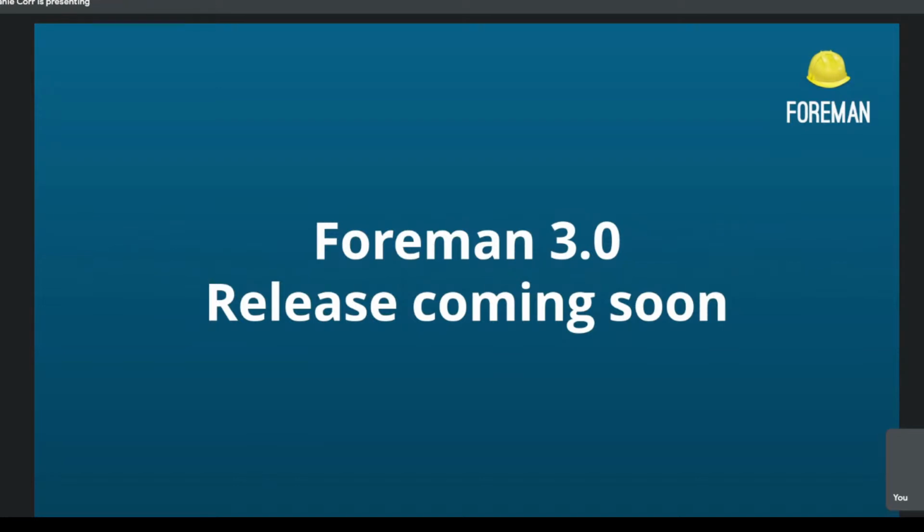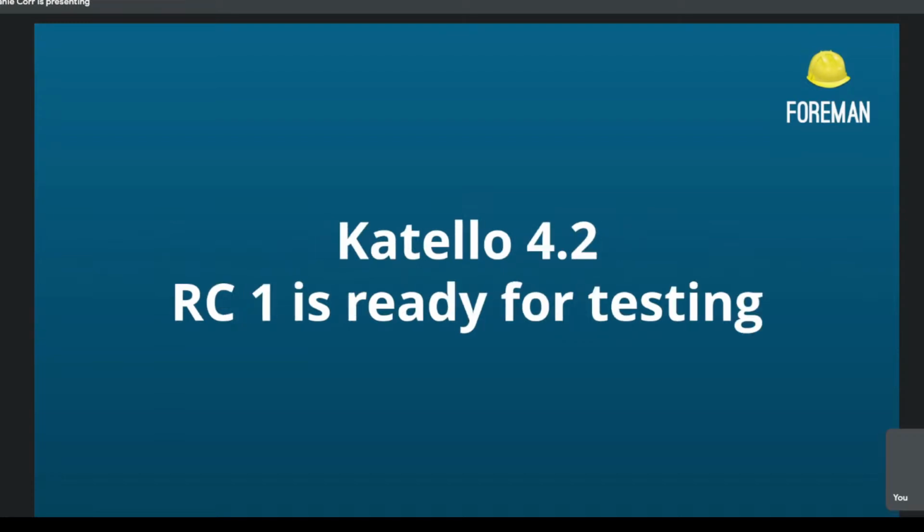Foreman 3.0 is currently being prepared for GA, so keep an eye out for the release announcement. It should be coming soon. We will tweet, we'll post on our discourse, and if you have any feedback on that or on release candidates that you're testing, do let us know. Also, the first release candidate for Katello 4.2 was released and is ready for testing. You can find out more about that on our community discourse.